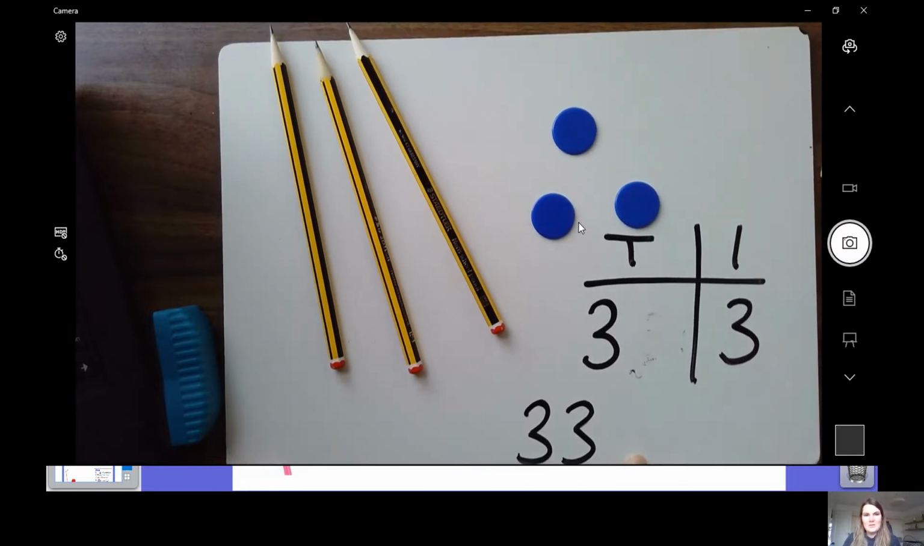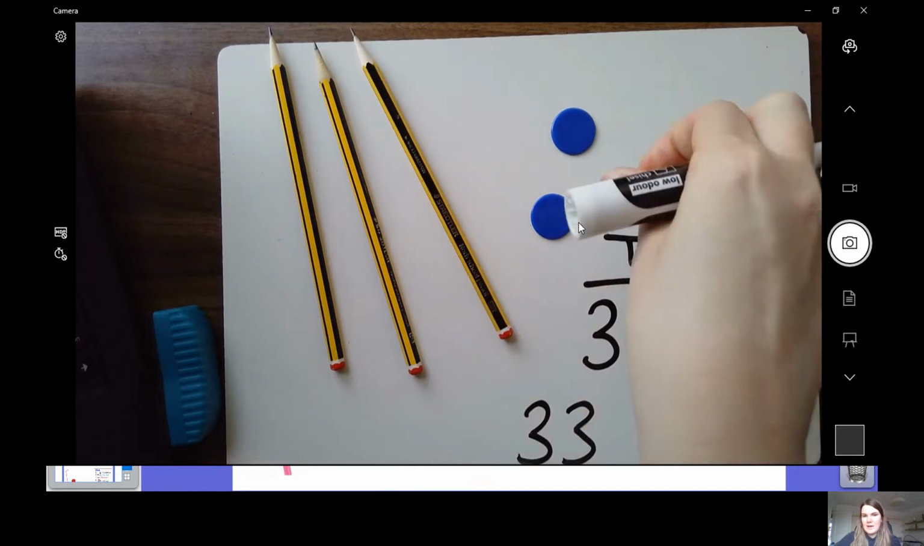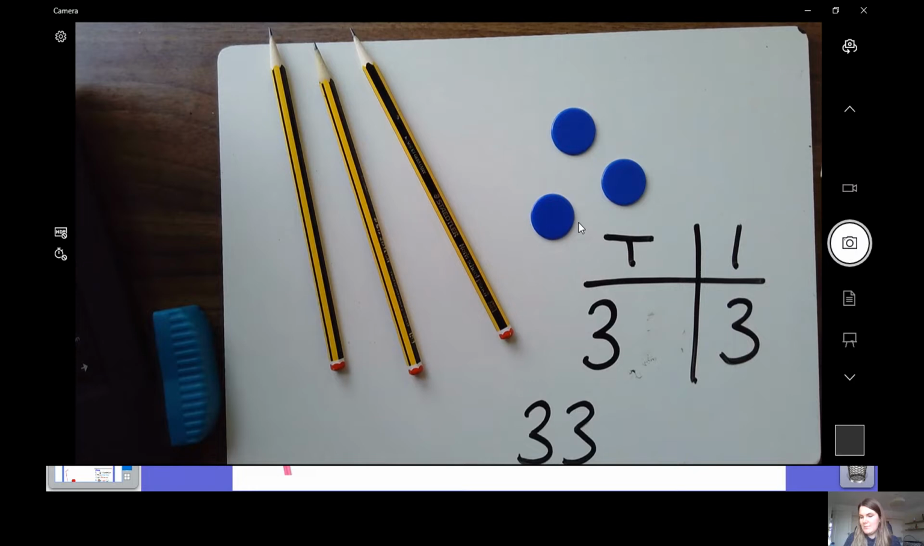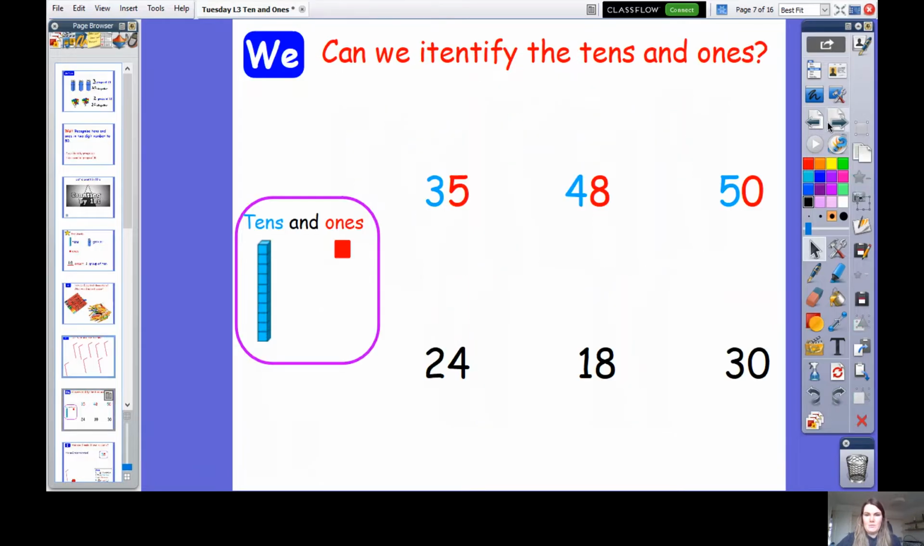And that's how we're going to use our things today. We're going to use our tens and we're going to use our counters to help us make numbers that both have tens and ones in them. Okay, so let's have a little look. So firstly, we need to be able to identify tens and ones in a number. So tens are always one side and ones are the other. But what are the tens and ones in these numbers?